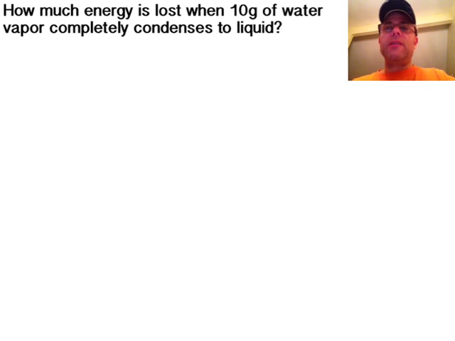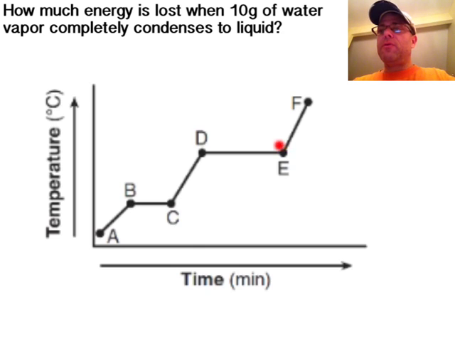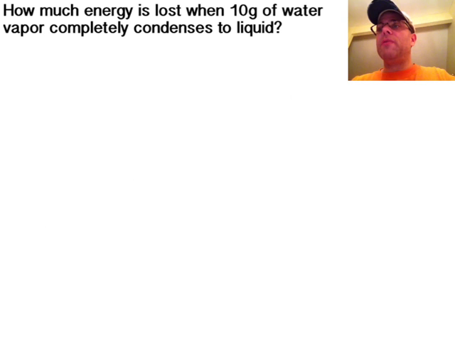So let's decode this next question. How much energy is lost when 10 grams of water vapor completely condenses to liquid? So we're going from vapor to liquid water, and it is losing energy. So we are going from here as a gas to here. It actually should look more like this, but let's not worry too much about that.